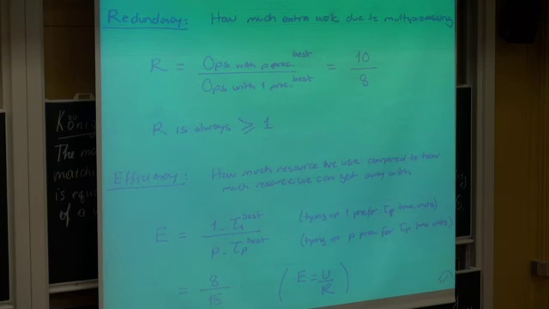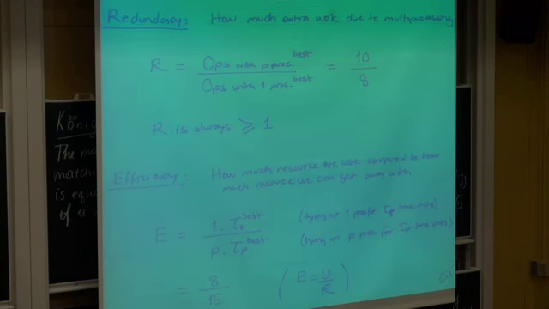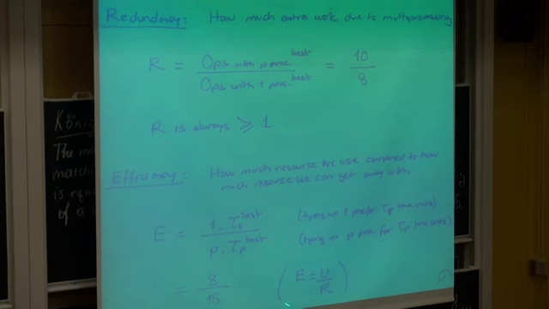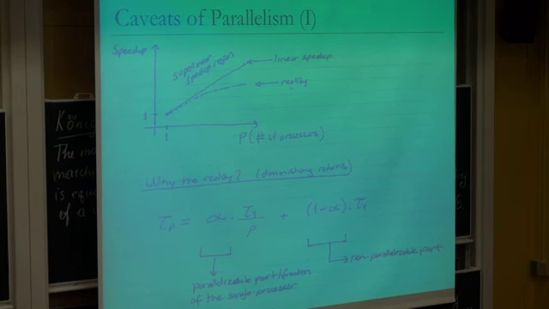So ideally, if you want to design a good multiprocessor, you would like to maximize the utilization, minimize redundancy, and maximize efficiency. And if you've noticed, these concepts are related with this equation. Efficiency is equal to utilization divided by redundancy. So you really maximize the utilization and minimize the redundancy, and you get the highest efficiency. Make sense?